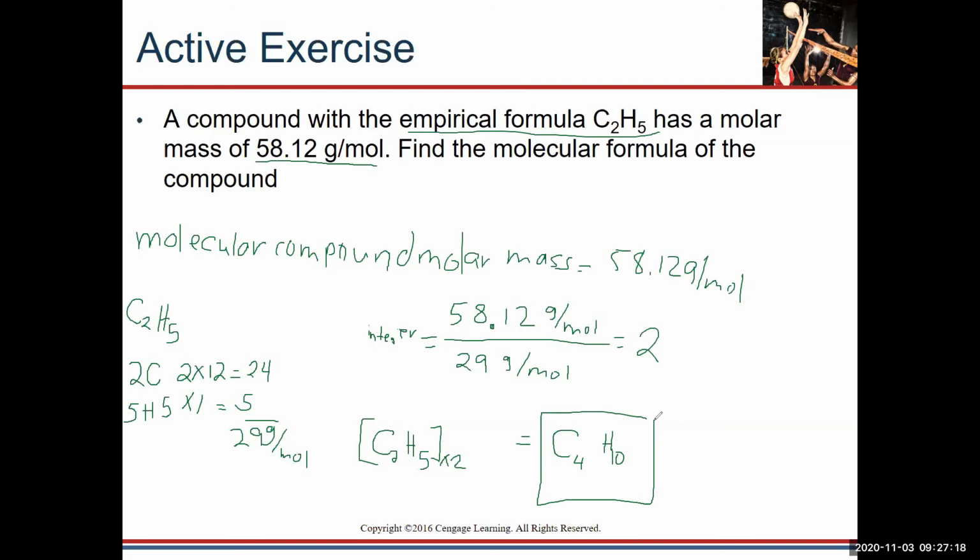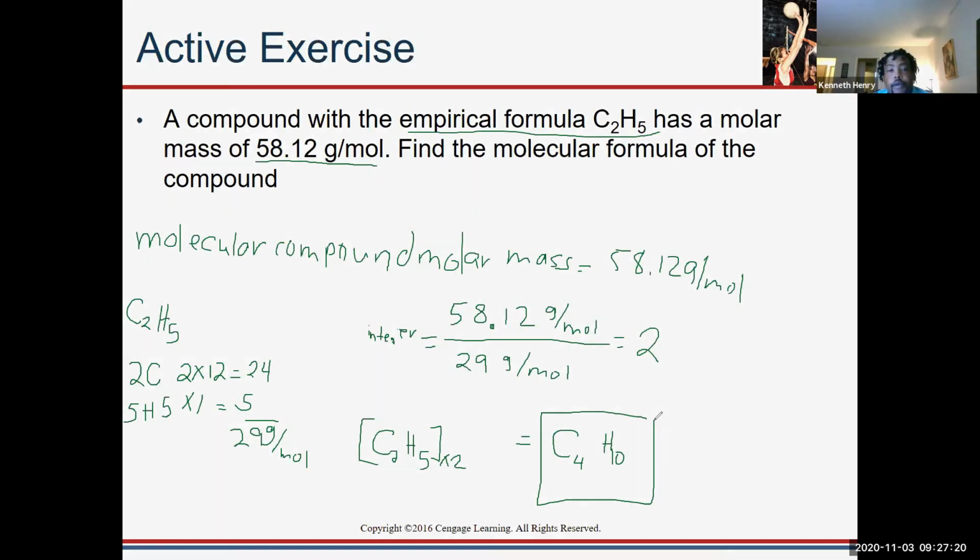Is this what we're going to be practicing in lab? Nope, this is not what you're going to be practicing in lab.